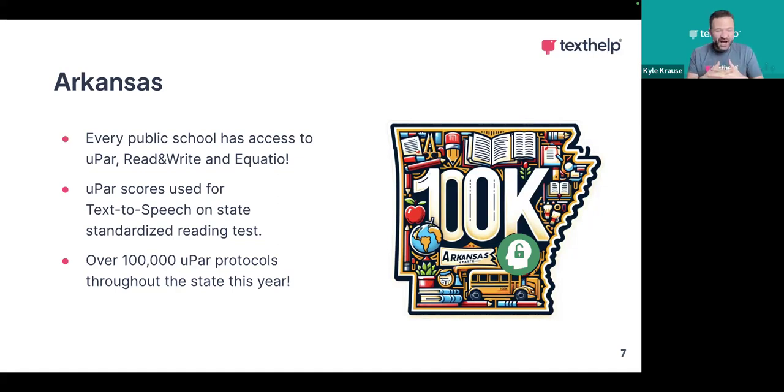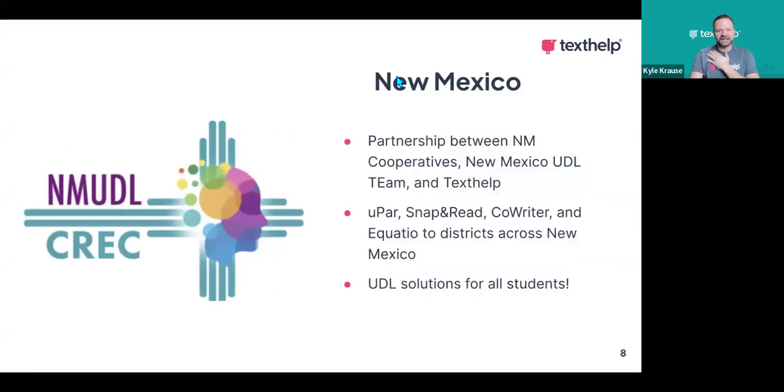To date, we've done about 100,000 uPar protocols throughout the state, which has been absolutely enormous. If you remember, earlier this year we actually had a little downtime with uPar. We had so many people accessing it that we had to beef up our server capacity. So a lot of exciting things there. Whenever I'm in my meetings with my Arkansas folks, I tell them about the great work in Iowa and the things that we're doing. Sharing some of these stories across the country is really exciting.